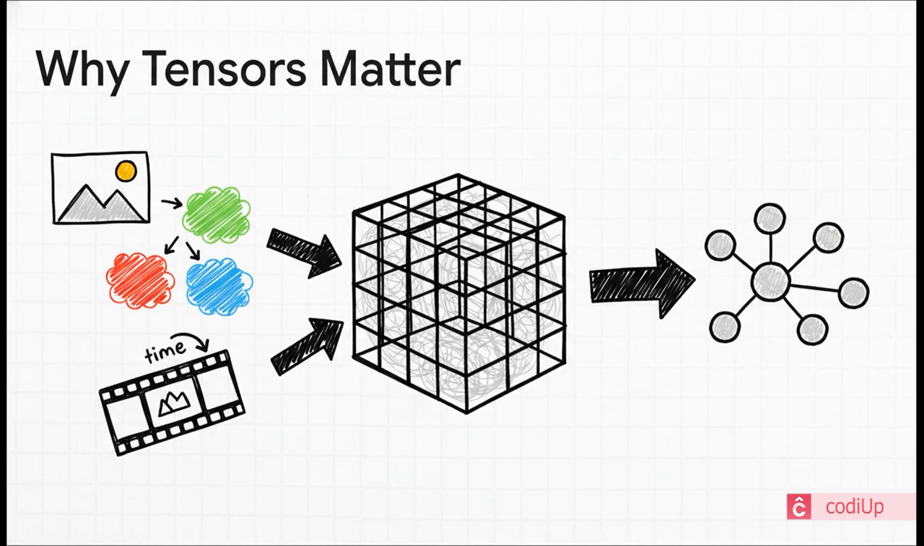So why do we even need this? Why do tensors matter so much? Because the real world isn't flat. A color image isn't just a 2D grid. It has height, width, and 3 color channels: red, green, and blue. That's a 3D tensor right there. A video just adds another dimension: time. Tensors are the only structures that can handle this kind of complexity, which is why they are the absolute foundation of deep learning and neural networks.